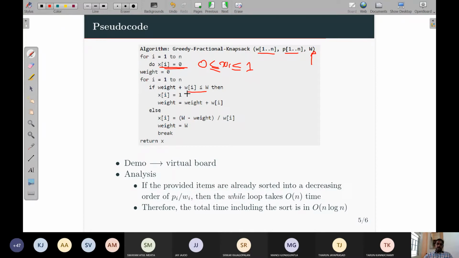If the weight Wi of a particular item is less than the remaining capacity, then xi is equal to 1. Completely you can include it. Whatever we have described, we are just writing it as pseudocode. Weight equals weight plus Wi. In every step you have to increment that weight, and every time you need to subtract the weight from the remaining capacity. And whenever this weight becomes W, the maximum capacity, you have to break out of the loop. That is the exit condition. This is one way of implementing this.